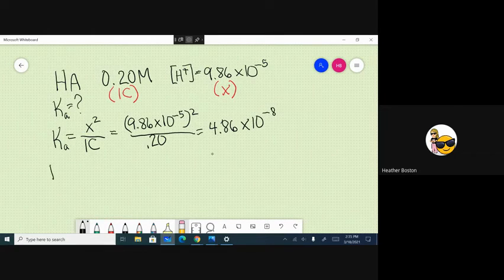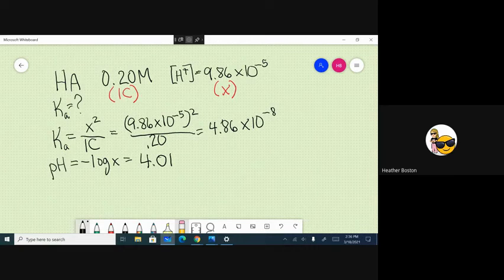They also asked us to find the pH. Even without an ice chart, I can do that because remember, pH is negative log of X, or negative log of 9.86 times 10 to the minus 5. And I'll get a pH of 4.01.